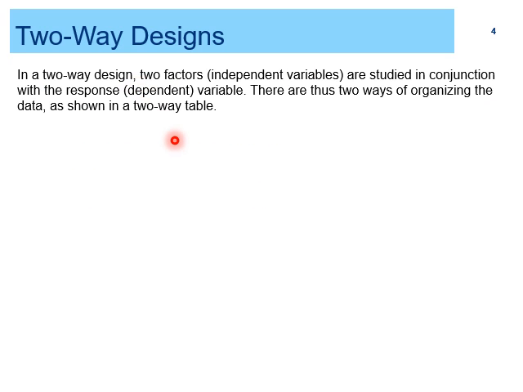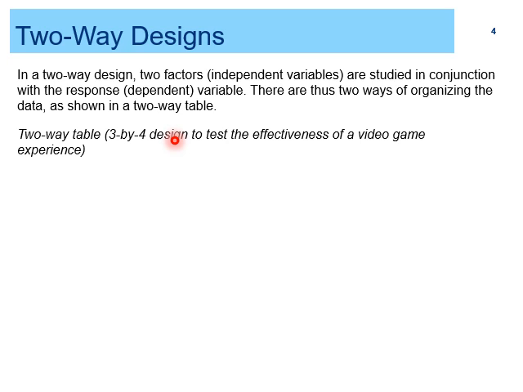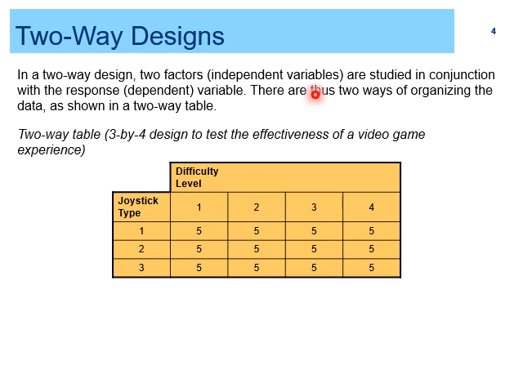Now, two-way designs. Earlier we were seeing a one-way design. Here there are two factors, that is, two independent variables are studied in conjunction with the response, the dependent variable. There are thus two ways of organizing the data, as shown in a two-way table. A two-way table 3x4 design to test the effectiveness of a video game experience, and here we can see joystick type is 1, 2, 3 and difficulty level is 1, 2, 3, 4.